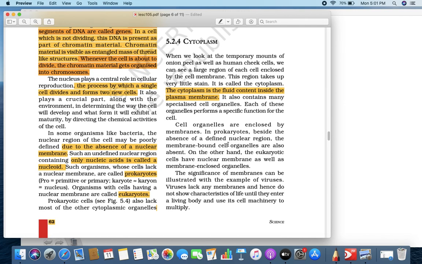Cell organelles are enclosed by membranes in eukaryotic cells, while in prokaryotic cells, besides the absence of a nuclear region, cell organelles are absent. So in prokaryotic cells organelles are absent, in eukaryotic cells they have cell organelles. Cytoplasm is a fluid that flows between the plasma membrane and the nucleus.